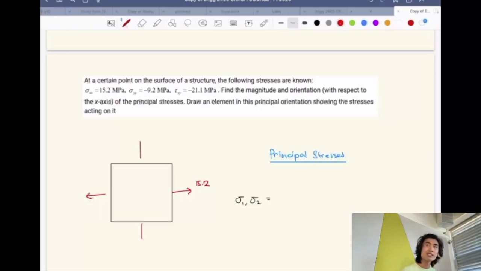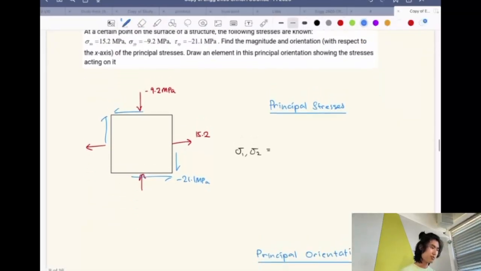Is it going into or out of the element? So this one's actually going into. If it's negative, it's actually compressing it. So this will be negative 9.2. And then the last part, which is the shear. How would you denote the shear? Negative, so you go top left. Yes, correct. So it will look like this, and you'll get negative 21.1 MPa.